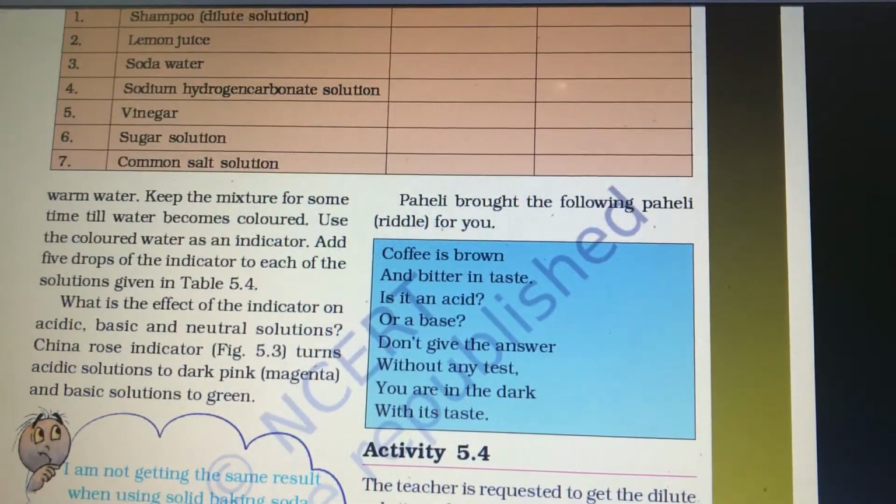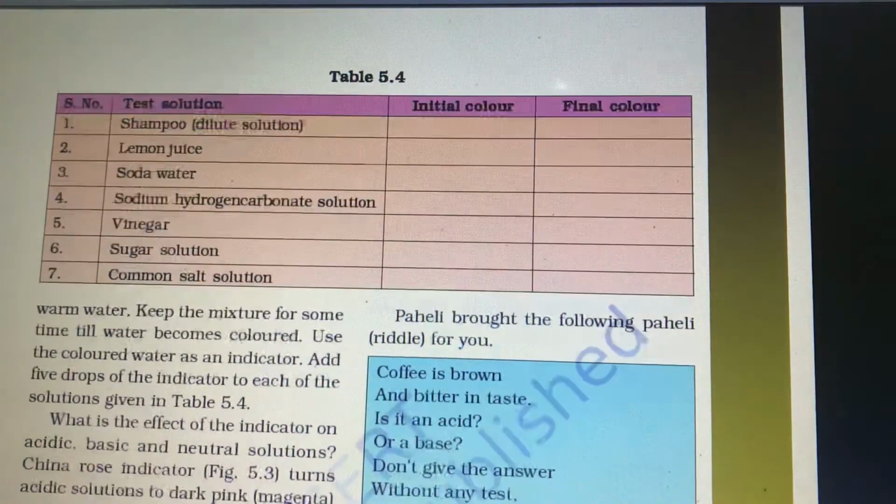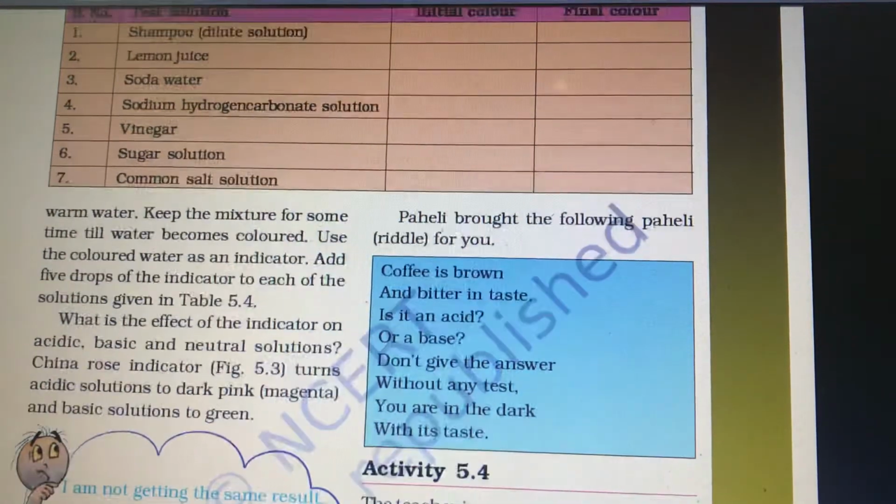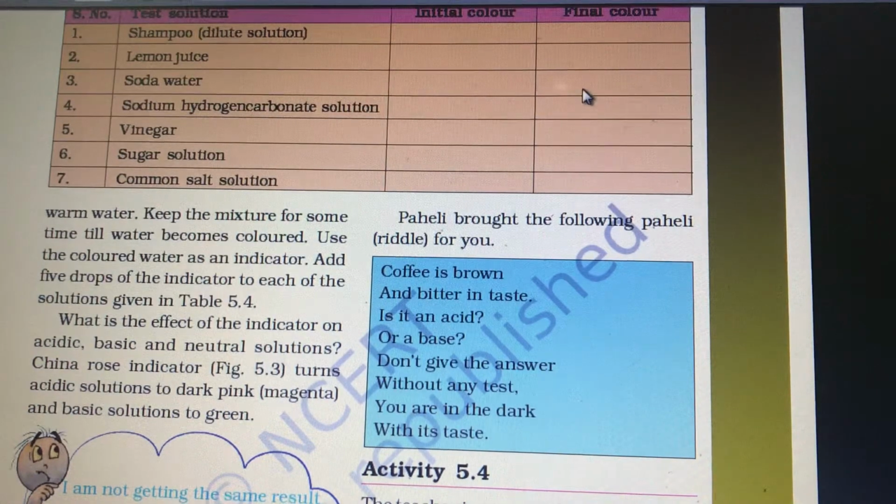Then we have the initial color and the final color of substances, that when we keep the test solution, there will be a bit of change in the initial and final color of these acids and bases. Now what is the effect of indicator on acid, base and neutral solution? Here we have seen China rose turns acidic solution to dark pink, magenta and basic solution to green.